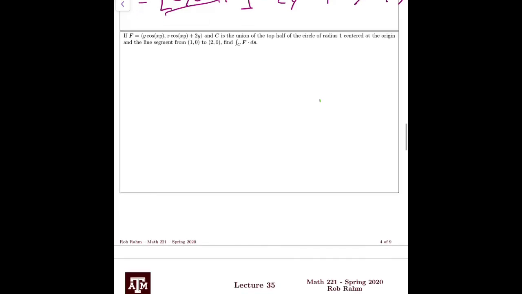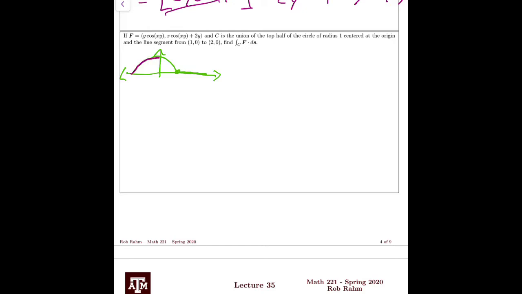Okay, so now we're going to apply the theorem to actually try to compute an integral. So we have this vector field, and C is the union of the top half of the circle of radius 1 centered at the origin with the line segment from (1, 0) to (2, 0). And I didn't say it, but I'm giving it counterclockwise orientation. So this is the top half of the circle, and then this is the line segment.